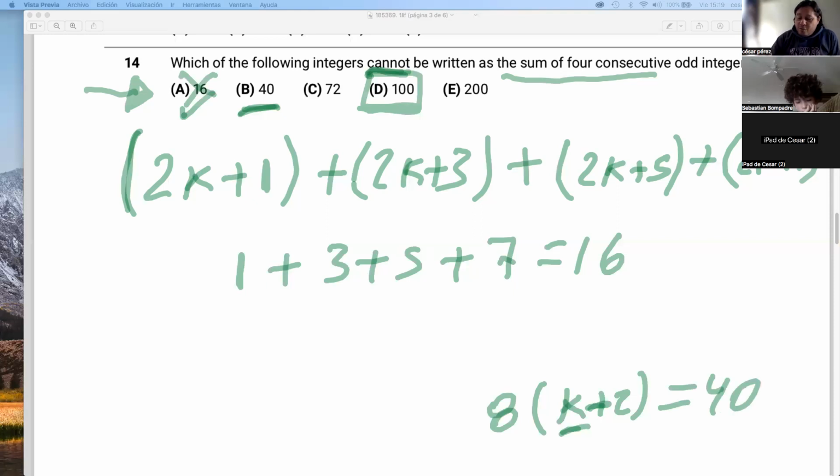But nunca vamos a poder encontrar esta suma, porque esta suma no es múltiplo de 8. ¿Sí? Entonces la respuesta es esta. Este es el que no se puede escribir. ¿Ok? Okay. Okay.